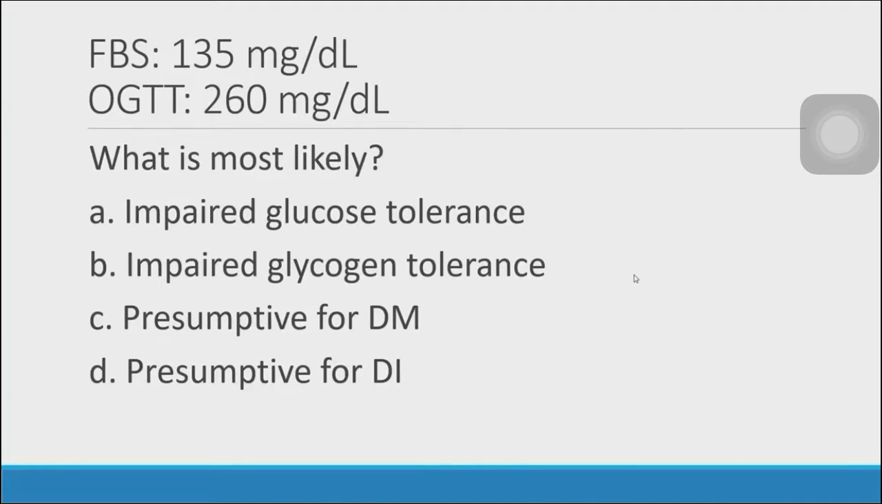For example, the fasting blood sugar is 135 milligram per deciliter and then yung OGTT, 260 milligram per deciliter. So what is the most likely reason kung bakit ganyan yung result? Again, if you remember, for fasting blood sugar, in order for you to diagnose DM, dapat greater than or equal to 126. For OGTT naman, again, greater than or equal to 200. So both values are diagnostic for DM. The answer for this question is presumptive for DM.